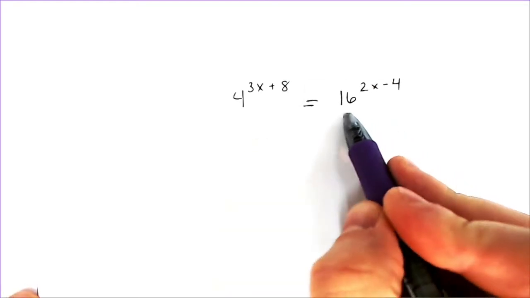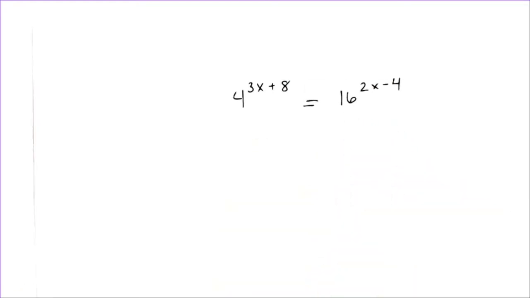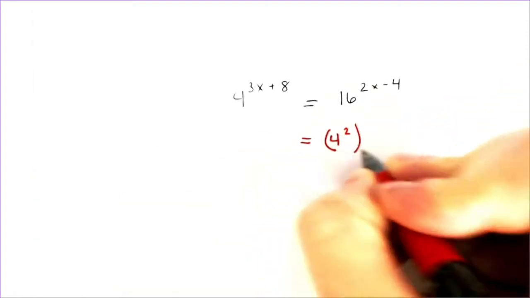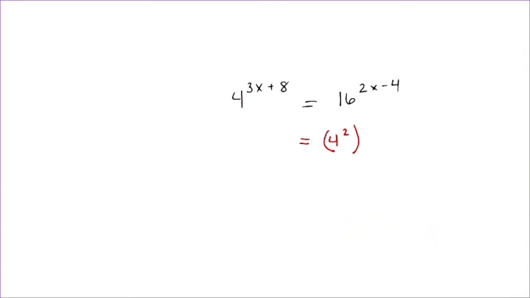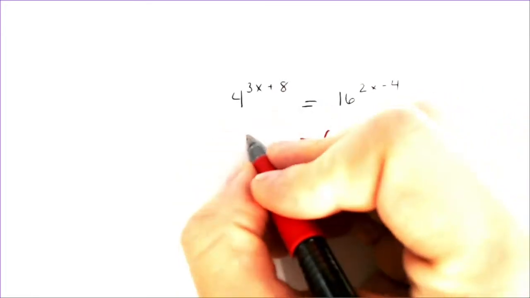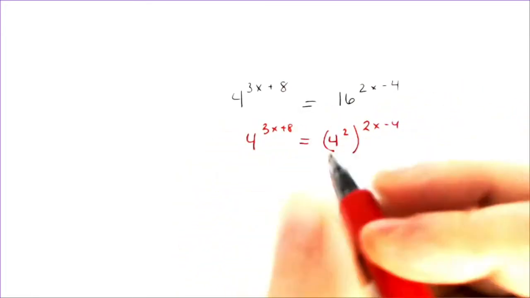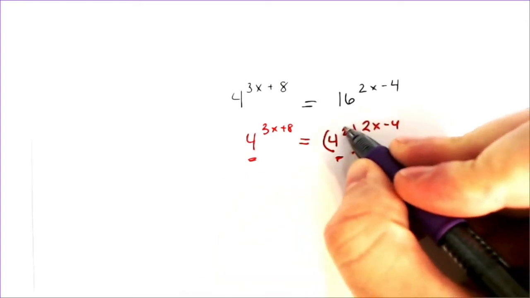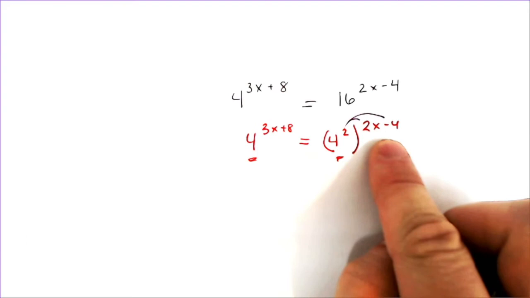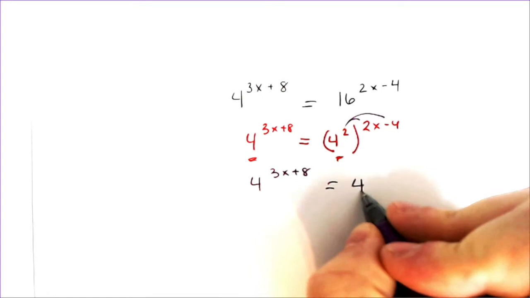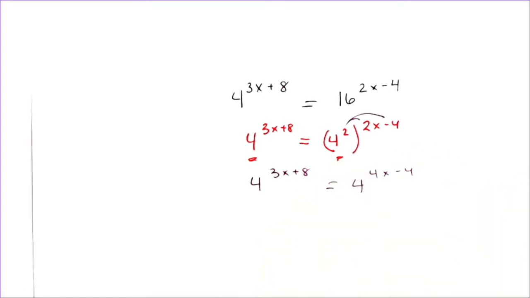For instance, I can turn this 16 into a 4 because 16 is really 4 squared. And because it's 4 squared, I can turn it into that. And when I turn it into that, I create a scenario where they are now magically both a 4. Which is great because that is the end goal. We need it to be both a 4. So you need to distribute that exponent, 2, to both of those guys. And we end up with 4 to the 3x plus 8 equals 4 to the 4x minus 4.